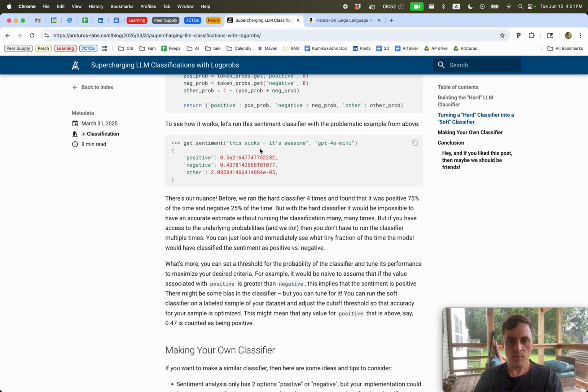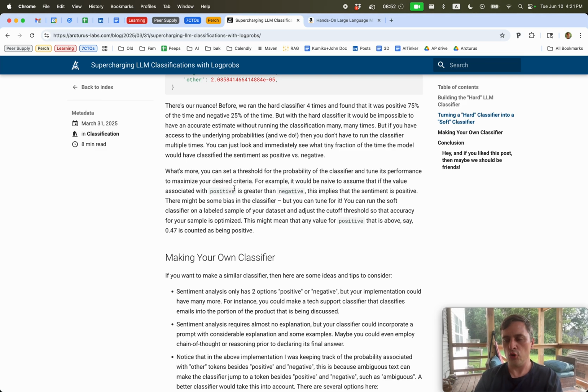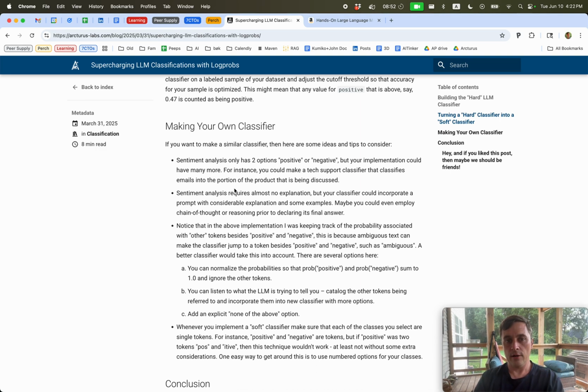So that's the basic idea, but you can do a lot of things with this. In my example here, I've just used positive or negative sentiment, but in general, as long as you've got more than 2 options, you can use this in a similar classifier. Here are some tips and tricks for making your own soft classifier.